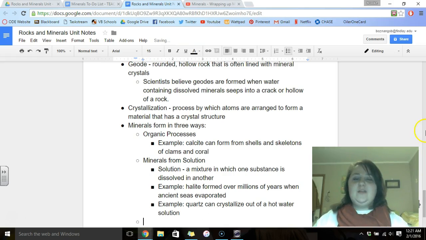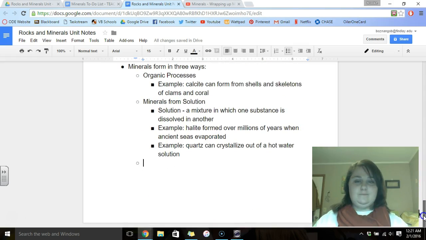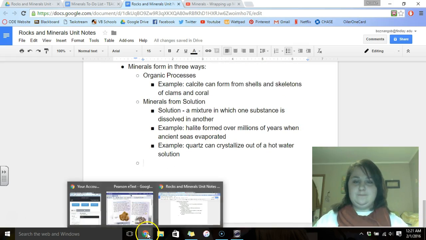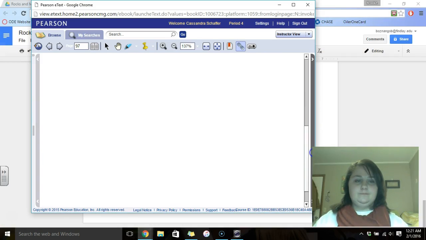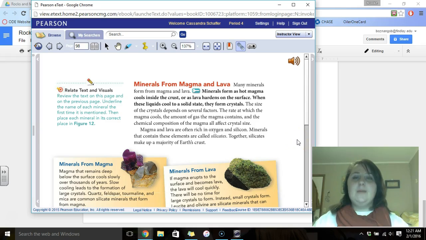So let's move on to our very last way. Move my notes down just a little bit. Minerals from magma and lava. Many minerals form from magma and lava. Minerals form as hot magma cools inside the crust or as lava hardens on the surface. When these liquids cool to a solid state, they form crystals.